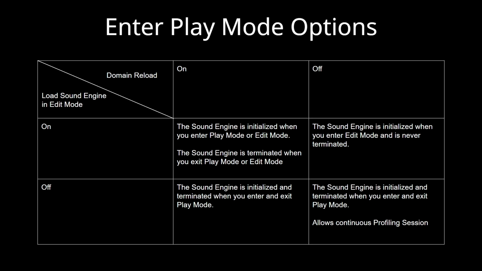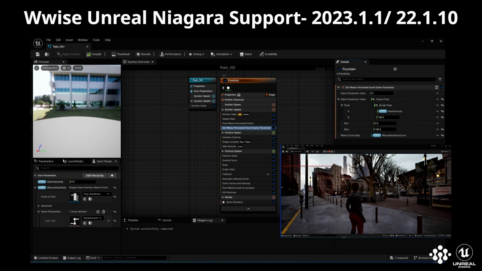Over in Unity, we added enter play mode options. These are options that allow you to optionally keep the Wwise sound engine running or not as you go in and out of play mode. This is just a speed up in some workflows, and we have a whole live stream devoted to the integrations in 2023.1 where we go deep on the functionality that we brought to Unity in 2023.